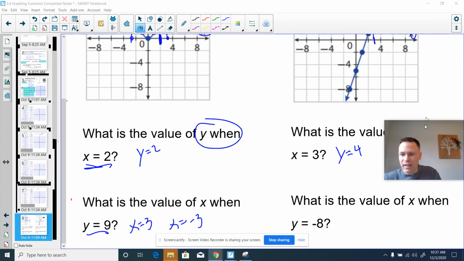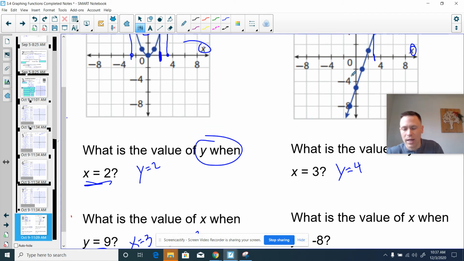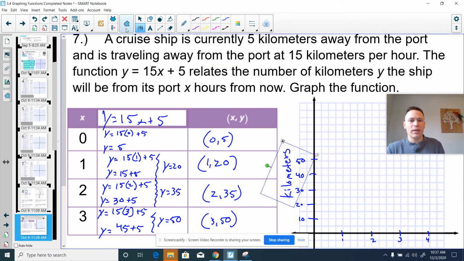And then what is the value of x when y is equal to negative 8? Well, when y equals negative 8, sorry about that, go to the y-axis, which is right here, right? When y is negative 8, it's there. So then I go over to x, and now that x value looks like negative 1. And that's how you use the graph to find values of x or y. All right. Last question here.